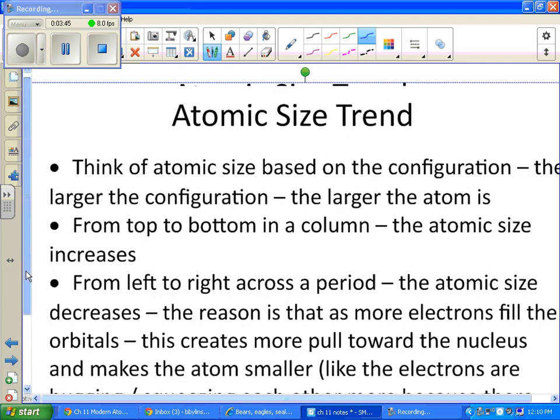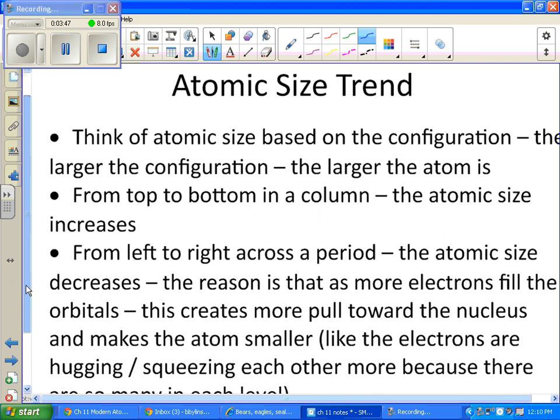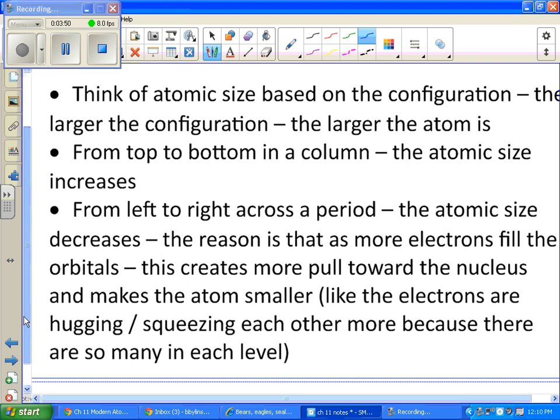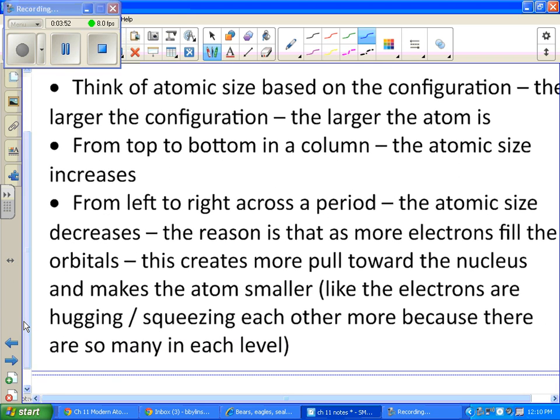Alright, the next trend is atomic size. And think of this based on the configurations. The larger the configuration, the more electrons you're filling in, the larger the atom is. And you can see these two trends, but I think it's easier if I just talk about it as I draw the trends.